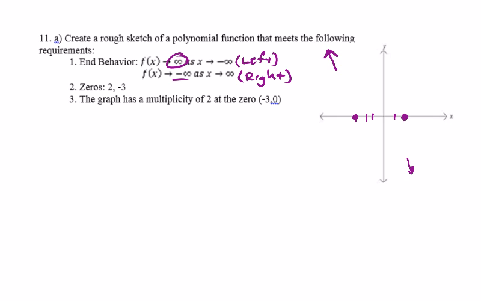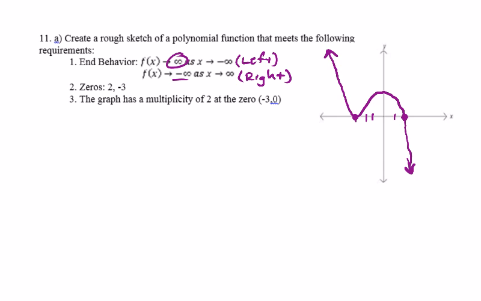And so we're going to draw this, and it's going to bounce at negative 3 because it has a multiplicity of 2. That's an even number. It's going to bounce, and then it's going to go up, and it's got to come back to 2, and then it's going to actually pass through it, and I'm going to make it meet that arrow right there. So the graph is going to look something along those lines, so that it has the right end behavior, the right zeros, and it follows the multiplicity.